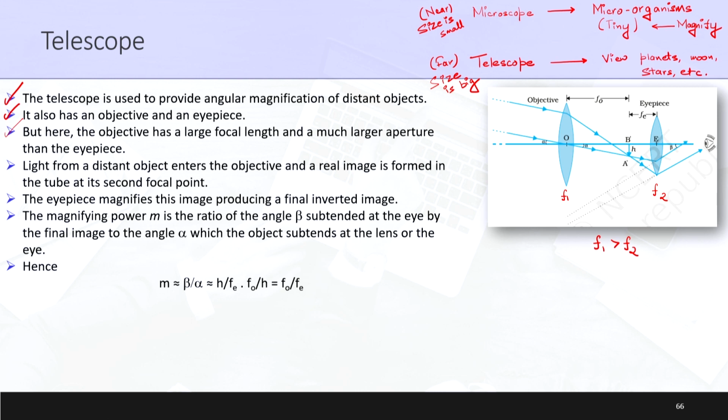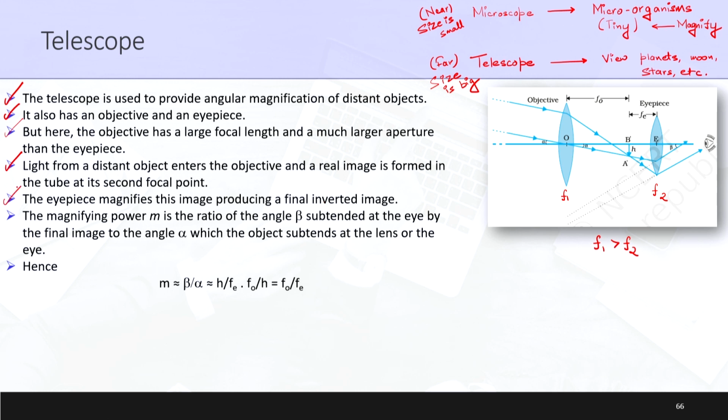Light from a distant object enters the objective and a real image is formed in the tube at its second focal point. As you can see, the image is formed here. The eyepiece magnifies this image, producing a final inverted image. After the inversion, the final image formed is much more highly magnified than the original image formed by the first lens, that is the objective. The eyepiece tries to magnify it much more, fine.